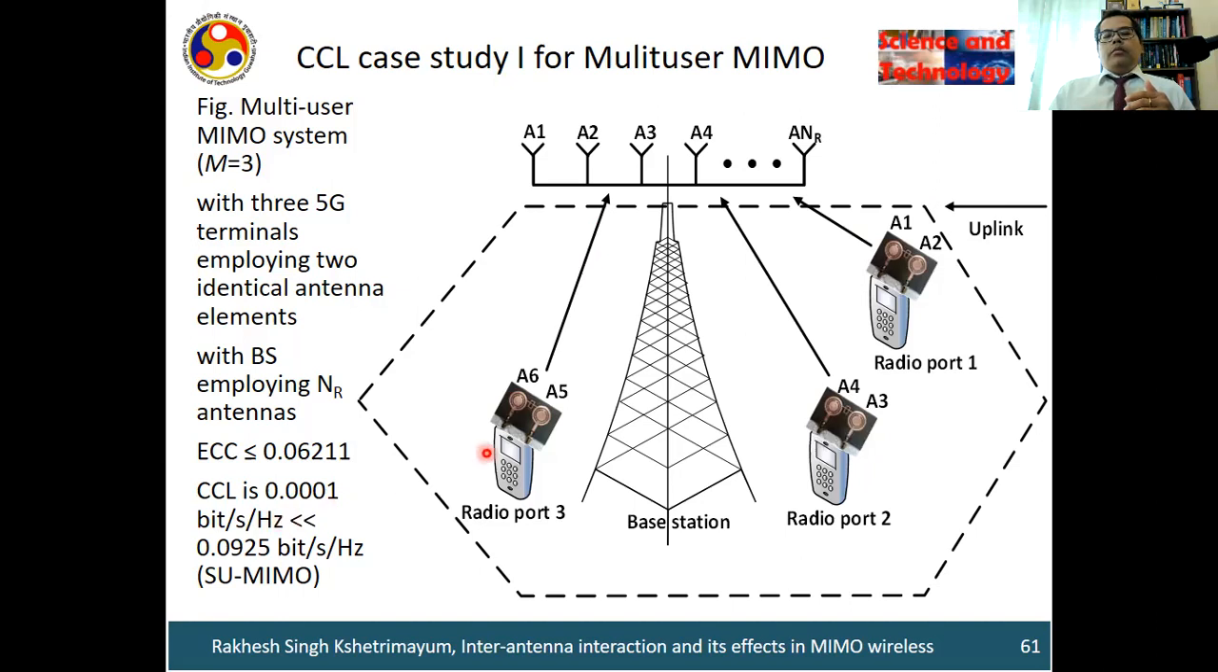So when I employ our MIMO antenna, which has been designed for mobile phones, in the multi-user scenario, and find out the channel capacity loss, how much is the reduction in the channel capacity due to the antenna interaction? It is very small, 0.0001. But if you consider this for a single-user MIMO, where only one user is there, in that case the capacity reduction is much, much higher, 0.0925 bits per second per hertz. So the speed reduction in the single-user MIMO is much higher than that of the multi-user MIMO. That's also one of the reasons why people have gone from single-user MIMO to multi-user MIMO.